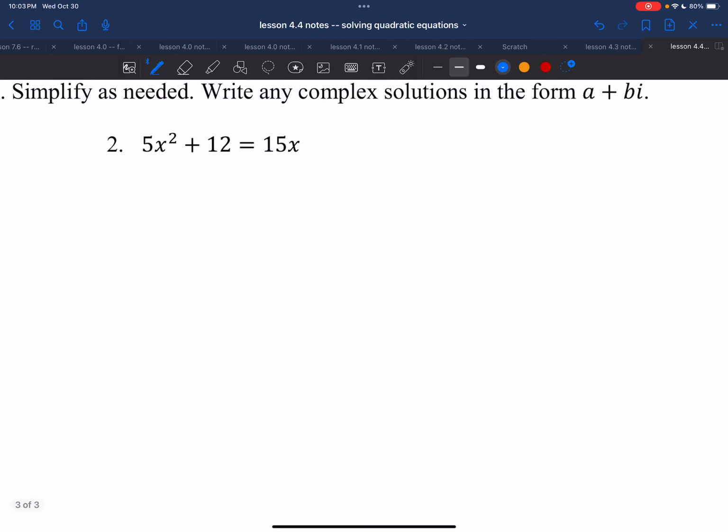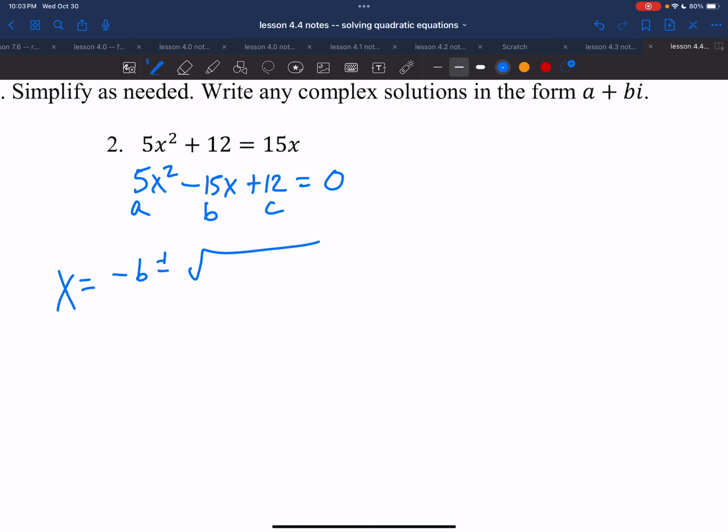So, going to use quadratic formula again, but it has to be set equal to 0. So you say 5x squared minus 15x plus 12 is 0. And so A is 5, B is negative 15, C is 12. And so I just plug it in the quadratic formula. It's negative b plus or minus square root b squared minus 4ac. Oh, sorry, I already started plugging in the numbers.